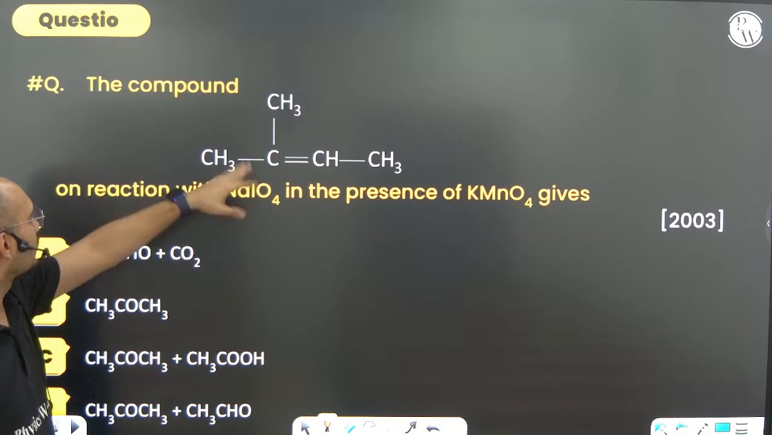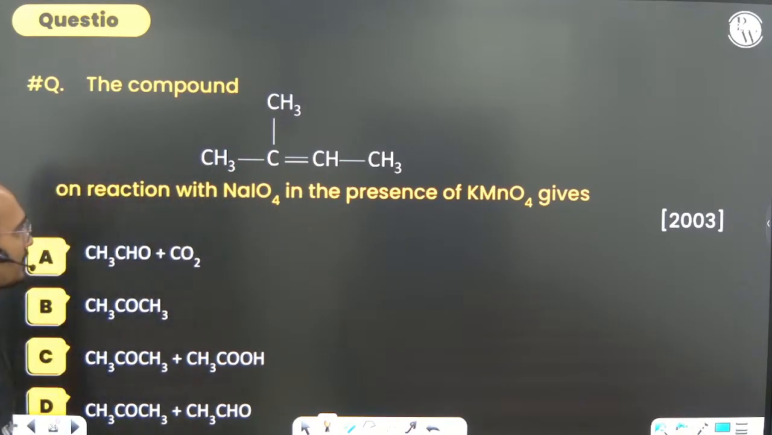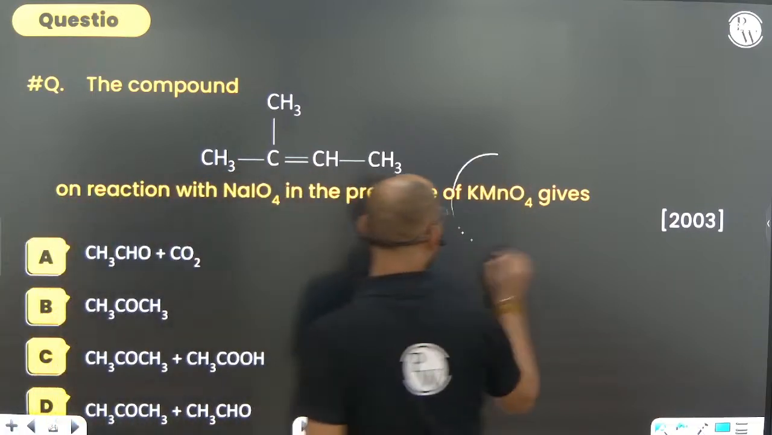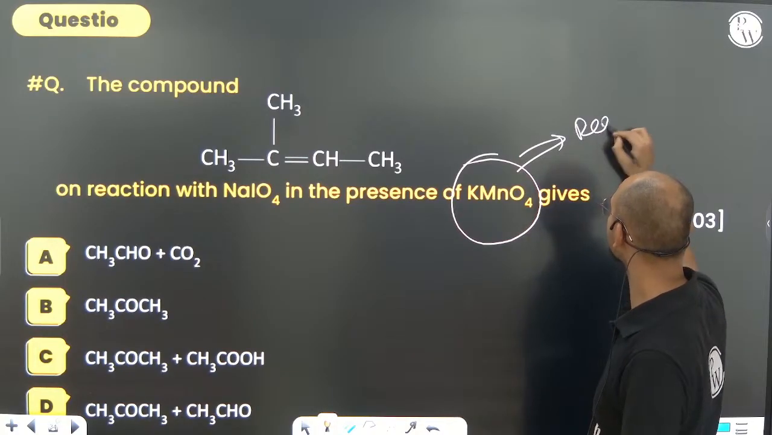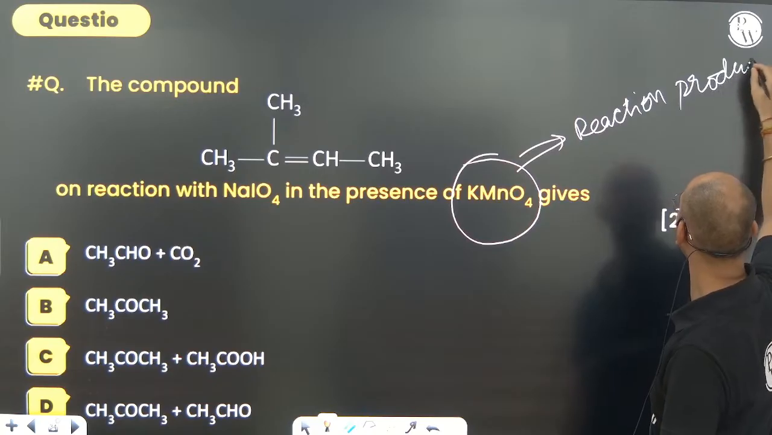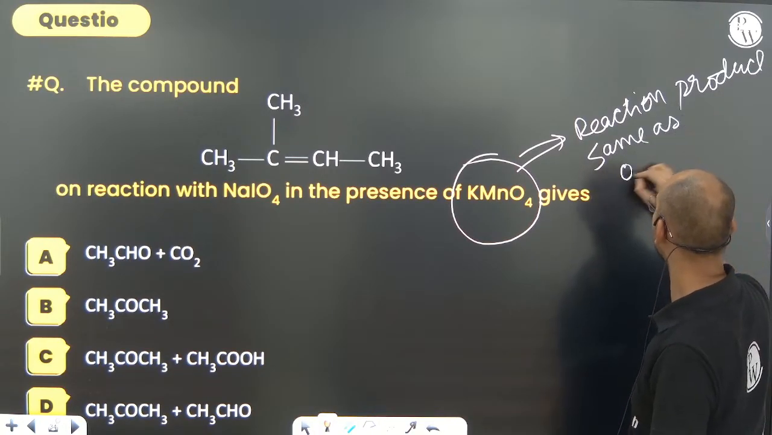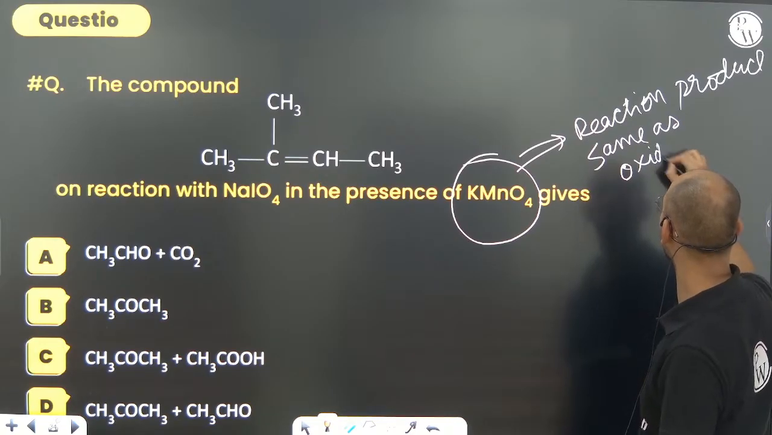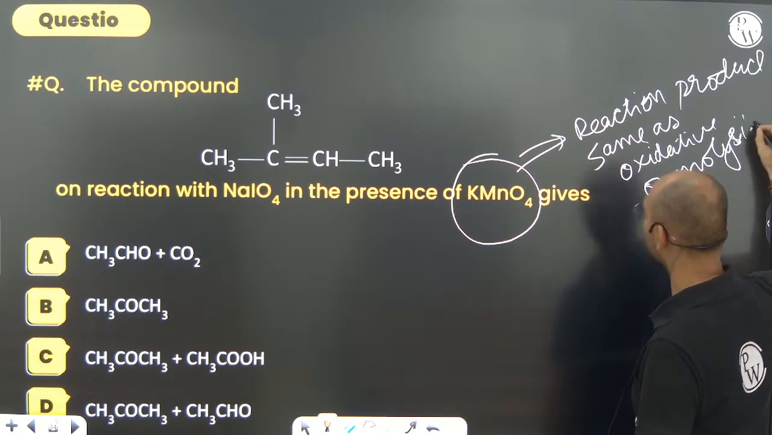Now the compound, on reaction with NaIO4 in the presence of KMnO4, gives... can you see? KMnO4, whenever KMnO4 is given, you will do the oxidative reaction. Product same as oxidative ozonolysis. Oxidative ozonolysis. What happens in oxidative ozonolysis?